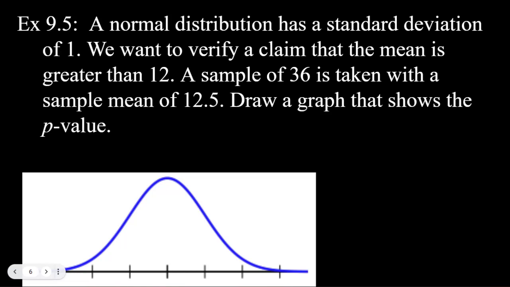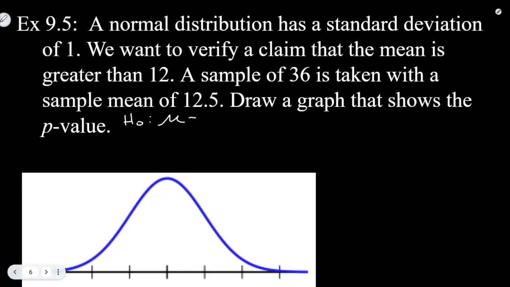So in our case, again, we want to think about our assumption that we're making. Our null hypothesis would be that the mean value is equal to 12, because we have to state this as an equality. So we want to verify a claim. The claim is that the mean is greater than 12, but the null hypothesis would be that the mean is equal to 12. The alternative hypothesis would be that the mean is greater than 12.